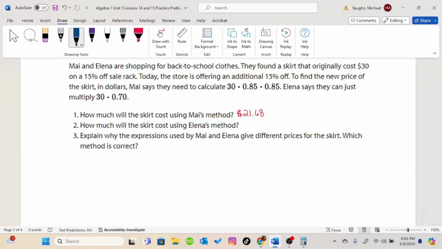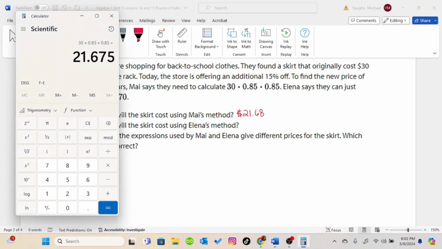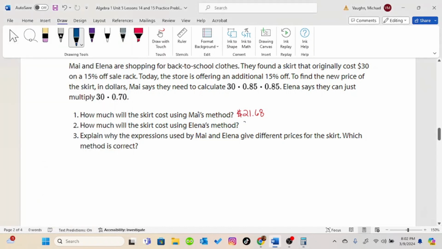Number 2, how much will the skirt cost using Elena's method? Well, Elena says to take the original 30 and multiply it by 0.7. And this gets us $21.